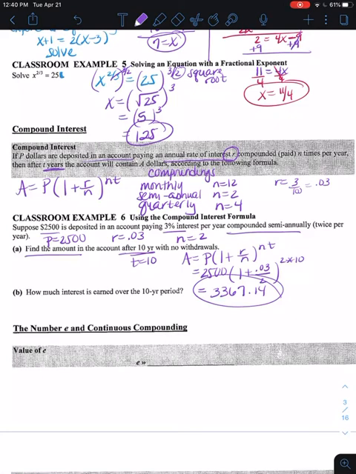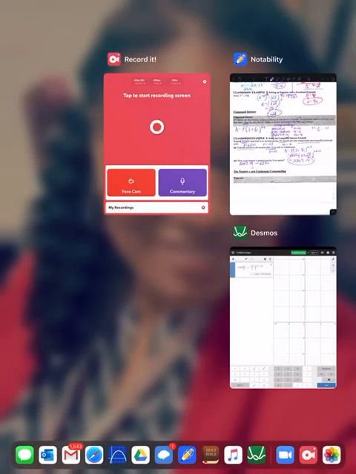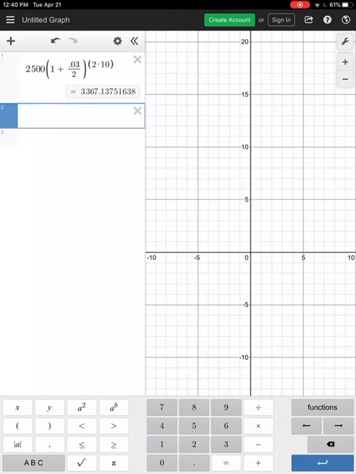It says how much interest is earned over the 10-year period. Well, to find out how much interest is earned, you start off with $2,500. So you're going to take the accumulated amount, 3367.14, and subtract the initial amount, which is 2,500. That's going to give you how much interest was earned. So let's subtract 2,500 from 3367.14. You have accumulated $867.14.